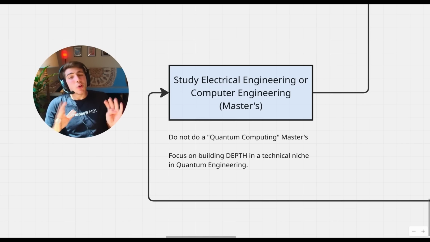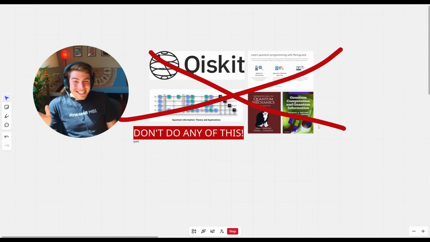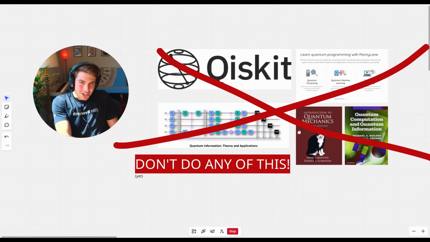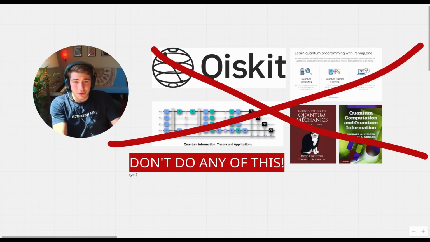And I don't know all of the curriculums, but in the curriculums that I have seen, they basically focus on teaching you this stuff that I'm telling you exactly not to do, because it's a distraction. They teach you quantum mechanics. They teach you quantum information theory. They teach you quantum algorithms, but then they don't teach you any technical skill.